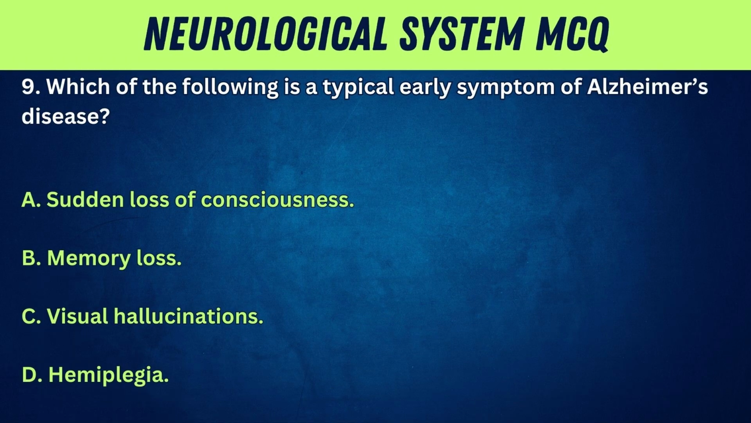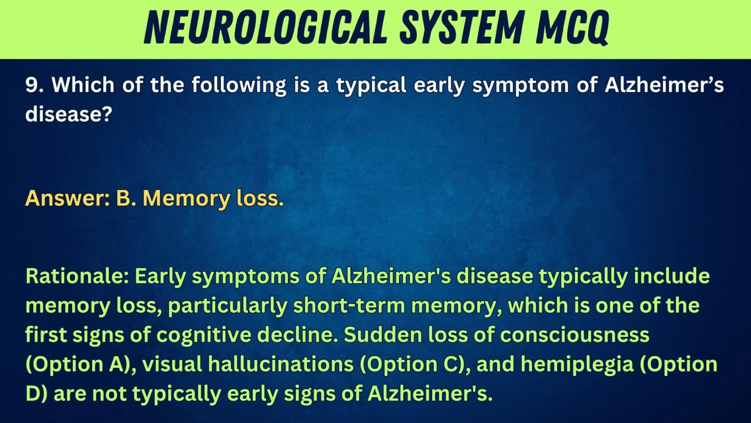9. Which of the following is a typical early symptom of Alzheimer's disease? A. Sudden loss of consciousness. B. Memory loss. C. Visual hallucinations. D. Hemiplegia. Answer: B. Memory loss.